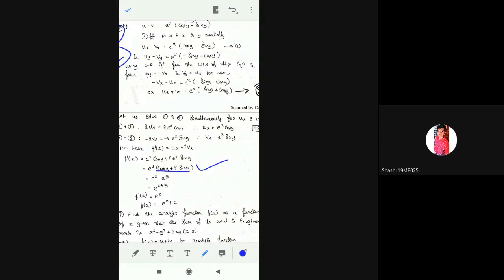You can put x is equal to z and y is equal to 0, or else cos y plus i sin y, we know e power i theta is equal to cos theta plus i into sin theta. That also we can apply. So we get e power i into y. And here bases are same. Powers can be added here, e power x, e power i y.